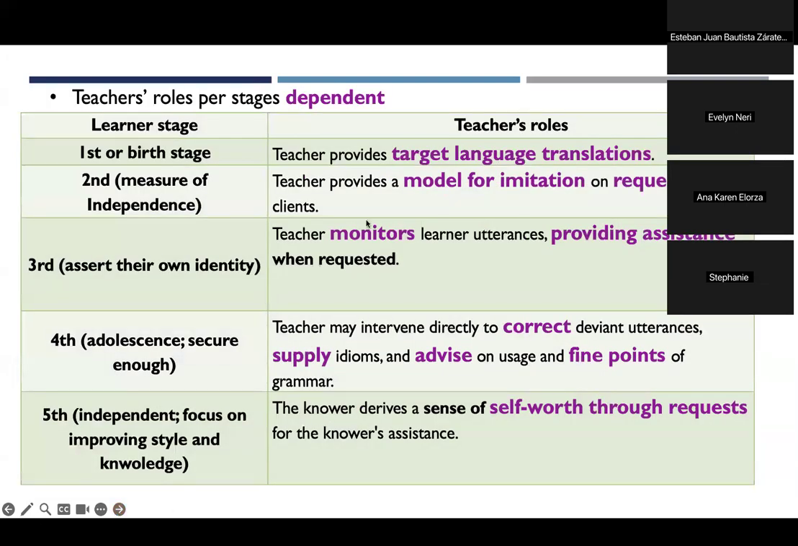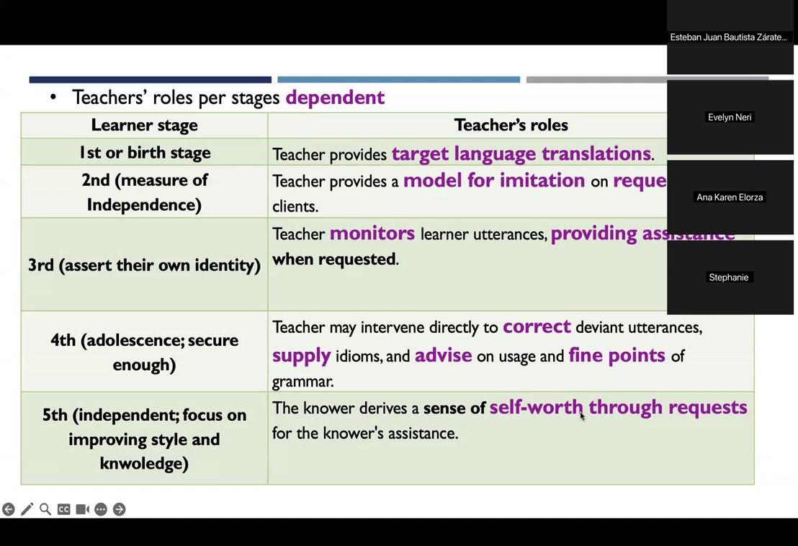Let's see teacher roles per stages. Teacher on the first stage provides target language translation. Second stage, teacher provides a model for imitation or request of the clients, the learners. Third stage, teacher monitors learners' utterances, providing assistance when required. Fourth stage, teacher may intervene directly just to correct deviant utterances, supply idioms, advise the use of fine points of grammar.